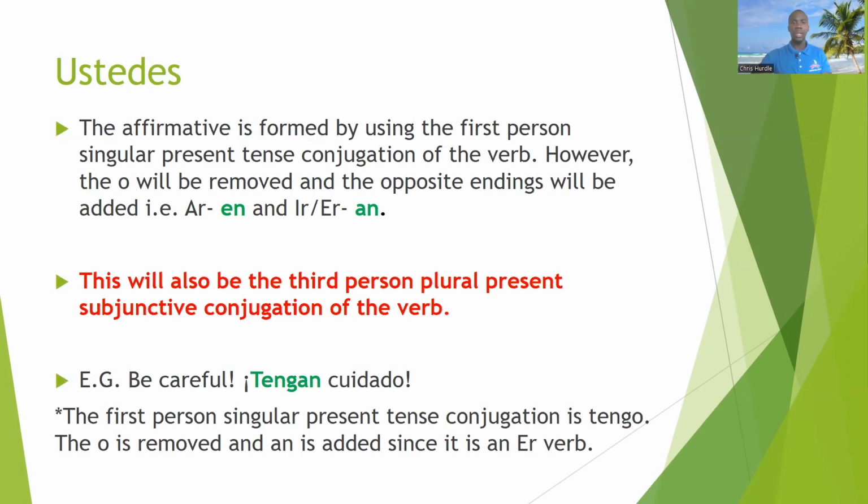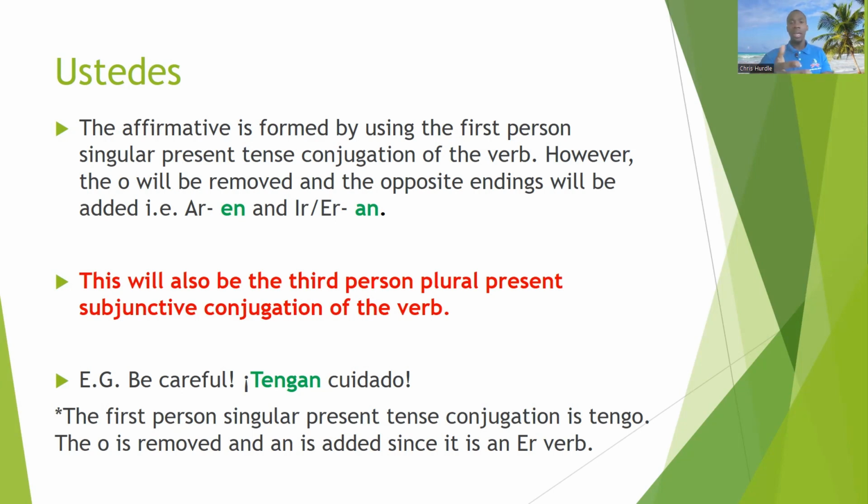So tener cuidado, let's put it in the first person. You would have tengo. We remove the O, and then we would add an, right? An rather. So you would have tengan cuidado. All right? So basically that is just the plural form of the usted.